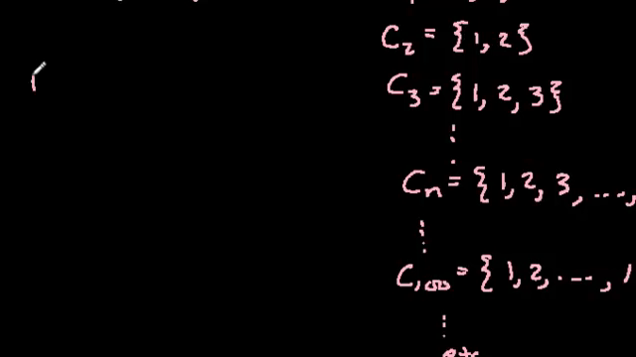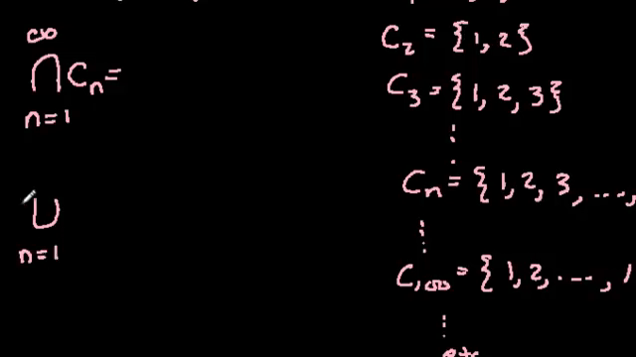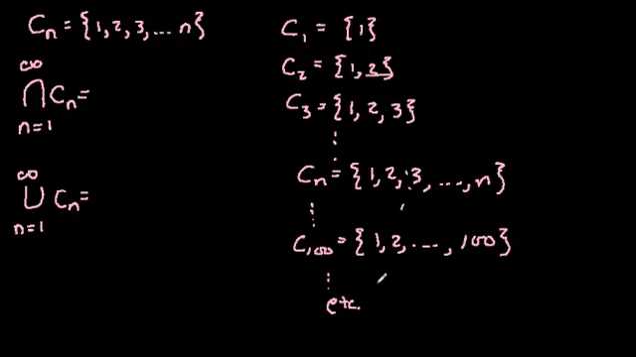So again, let's look at the intersection as n goes from 1 to infinity of the c sub n's, and also let's look at the union as n goes from 1 to infinity of the c sub n's. So for our intersection, we're looking for elements that are in C1 and C2 and C3. We're looking for elements that are in common to all of these infinite sets. And the only element that's in all of the sets is 1.